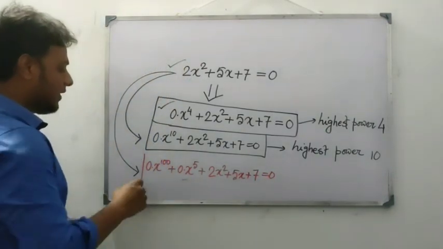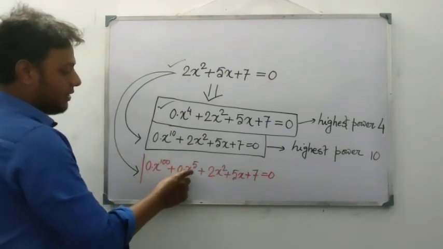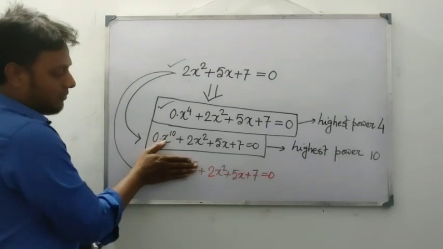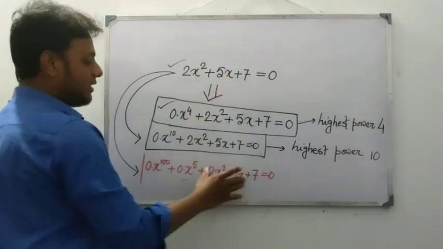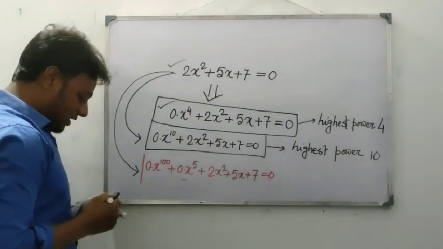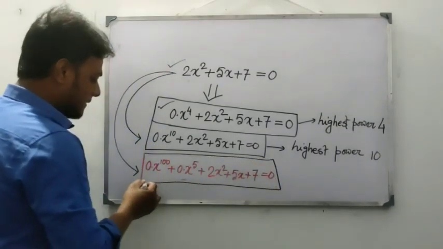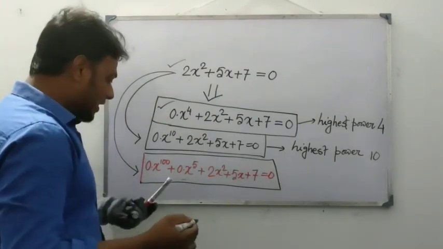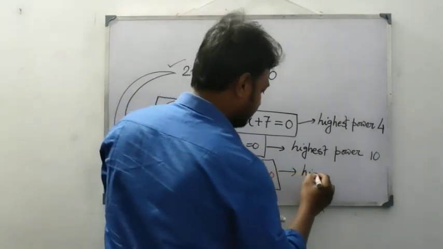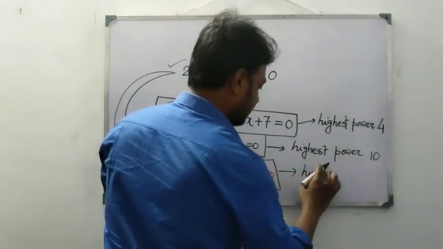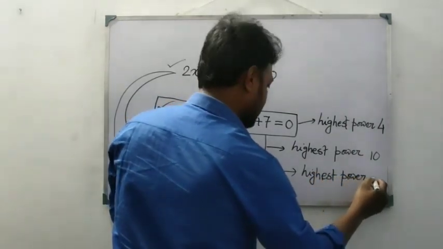Then is there any difference between this one and this one? No. 0 into x to the power 100 is 0, plus 0 into x to the power 5 is 0. So these two terms have no value. So basically this equation and this equation are the same. But to find out the degree of this equation, according to the definition, the highest power is called degree. So here the highest power is 100.